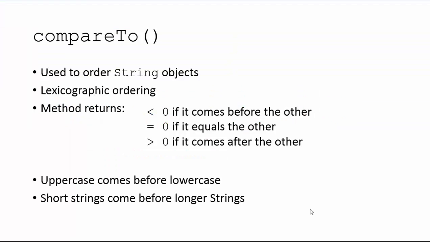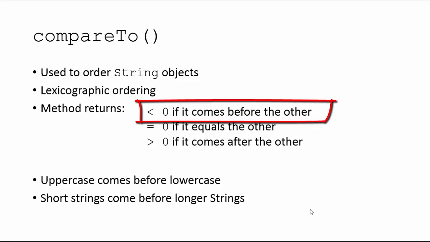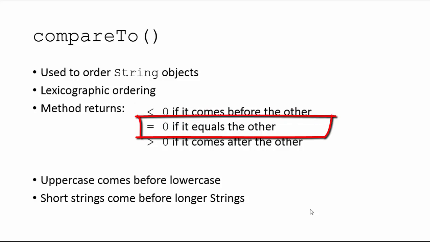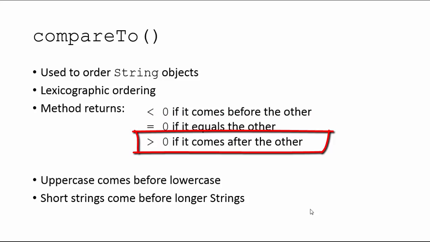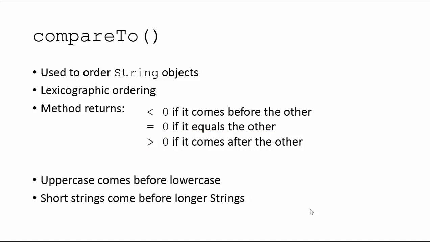We can use the compareTo method in the string class to compare string objects. When a string object calls the compareTo method with another string object, the method will return a negative number if the calling string comes before the other. It will return 0 if the strings are equal, and it will return a positive number if the calling string comes after the other. The method uses the character's Unicode value to compare. Uppercase characters come before lowercase, and short strings come before longer strings. You can use this method to sort string objects alphabetically.